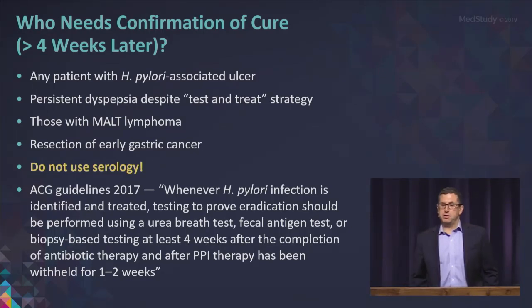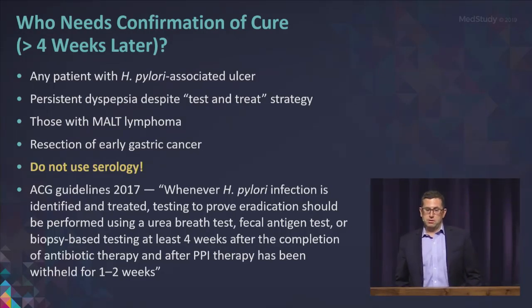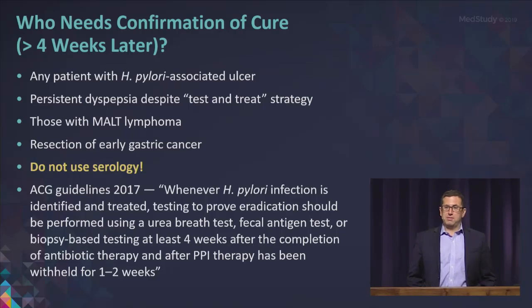So who needs confirmation of cure greater than 4 weeks later? Traditionally it's been any patient with H. pylori associated ulcers, persistent dyspepsia despite test and treat strategies, anyone with MALT lymphoma or gastric cancer. Again, do not use serologies. The ACG guidelines in 2017 take this a step further and they make it pretty simple.